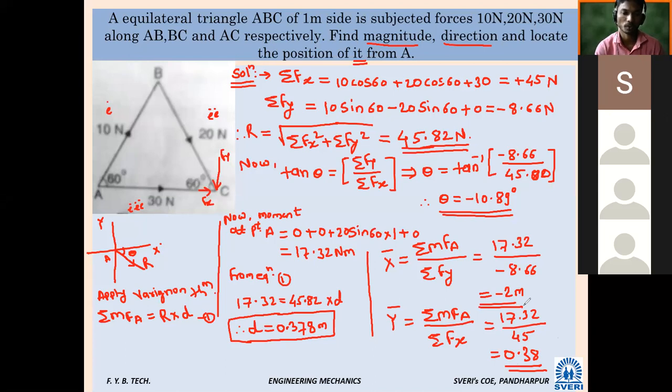If you want to show where, you can take x bar directly from point A. It will go somewhere in here. Now space is not available. X bar and y bar. Y bar is positive, so this force will be in the second quadrant. Have you noted down the answers? You can note.